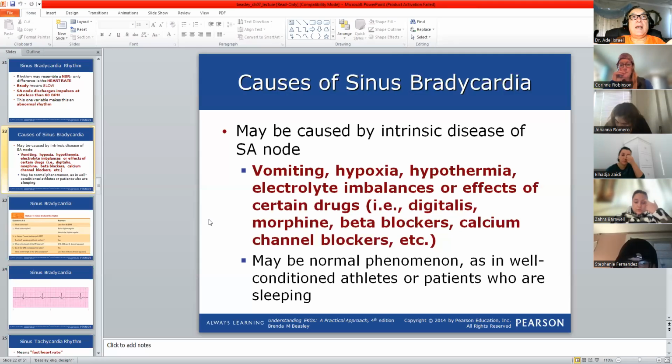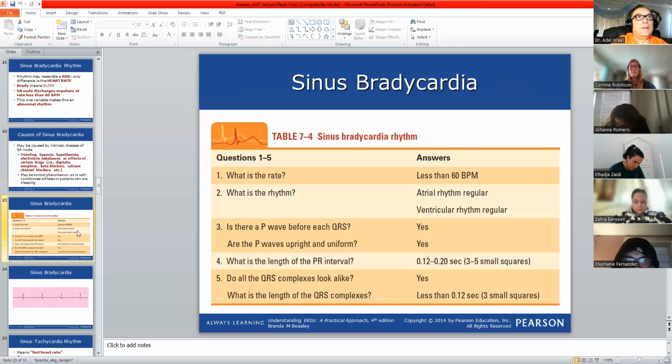So what happens if I am vomiting? Sorry to give this example. The vagus is active, so the vagus, which is active, also slows the heart. You got it? Very good. Any question? All right. Any question?